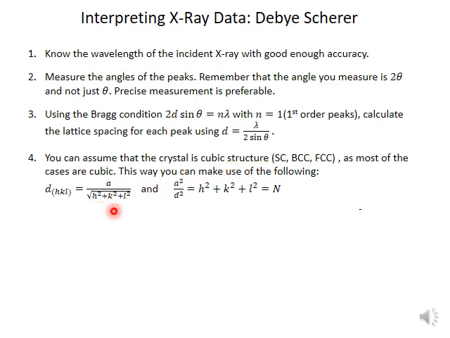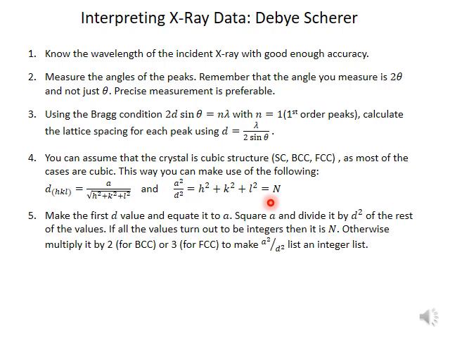The nice thing about a cubic system is that the interplanar distance for a specific set of planes hkl is simply given by a divided by the square root of h squared plus k squared plus l squared. You can rearrange this formula into a squared over d squared equals h squared plus k squared plus l squared equals n, where n is simply the squared sum of these Miller indices for a specific set of planes. And this n would play an important role in the identification of the peaks.